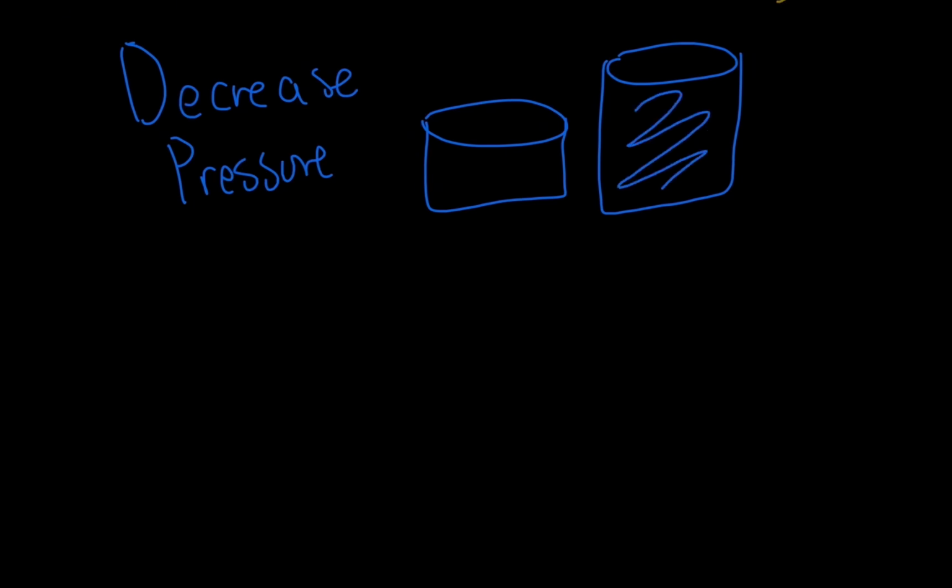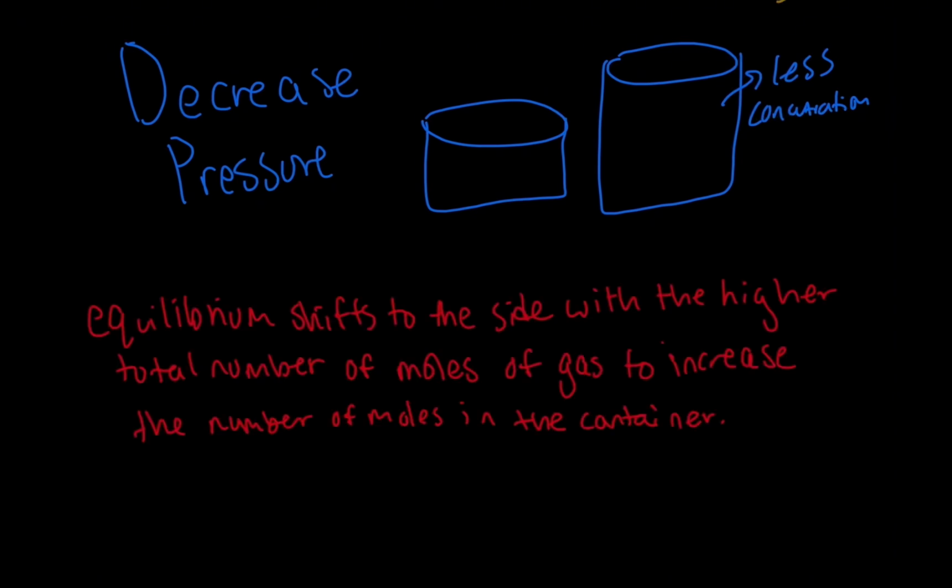But now let's say you decrease the pressure, so you allow for the molecules or the reactants to have more space. Let's say this was the container before and this was it after. There's way more space and more volume, meaning less concentration overall. But if we decrease the pressure, that means that the equilibrium is going to shift to the side with the higher total number of moles in order to increase the number of moles in the container. So with more space and decreased pressure, the particles are going to be able to move around more freely and fill up the space in the container. So it's going from less moles to more moles.